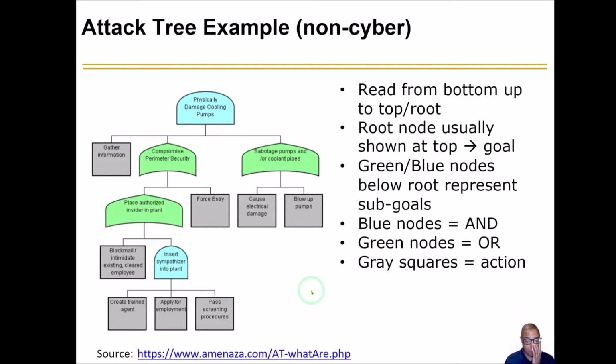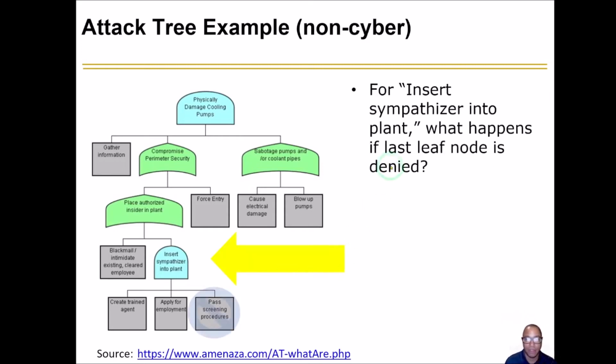So I ask the question: what happens here if we decide that these two actions were actually satisfied? We trained an agent, and the sympathizer had a trained agent who applied for employment but did not pass the screening procedure. What would happen here?